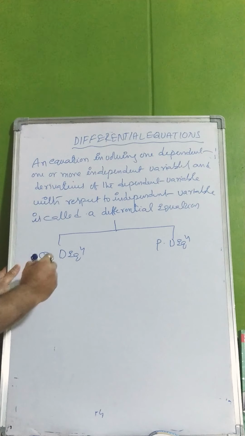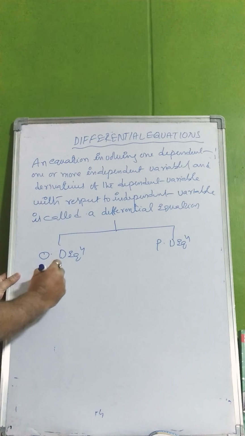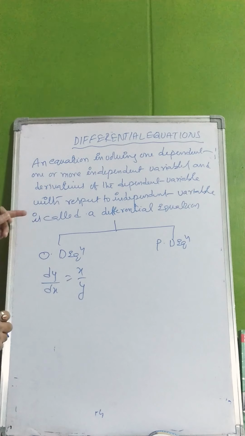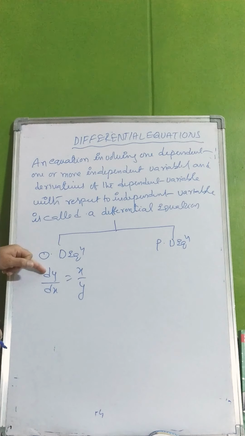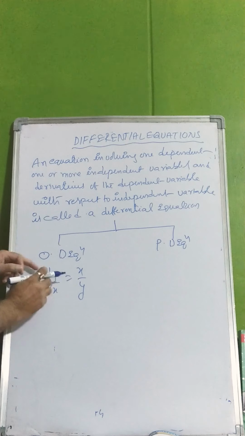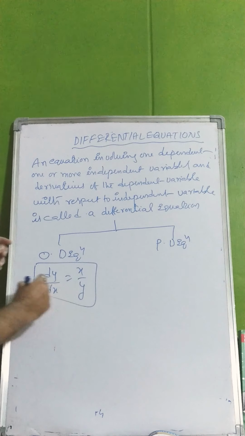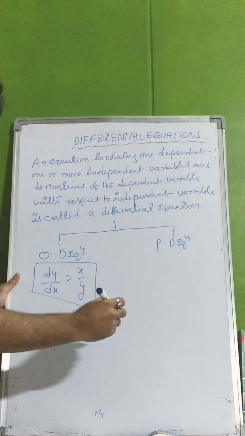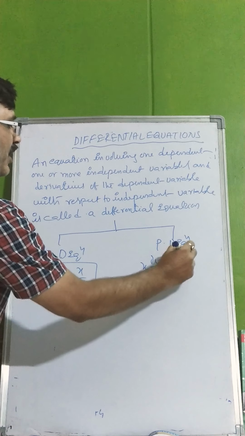So ordinary differential equation means one dependent variable and one independent variable are there. For example, if I write dy by dx is equal to something like x by y, here you see y is dependent, x is independent. The derivative of the dependent variable with respect to the independent variable is there. So this type of equation is known as what? Ordinary differential equation, right?